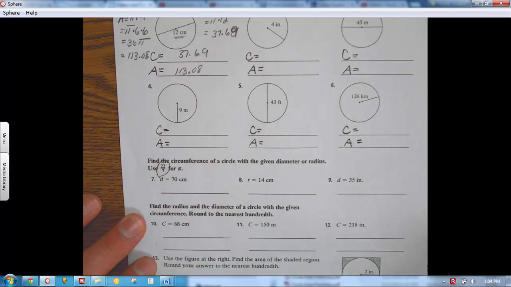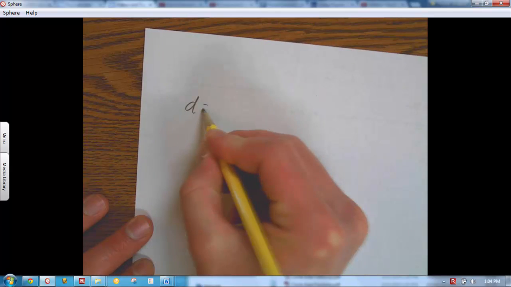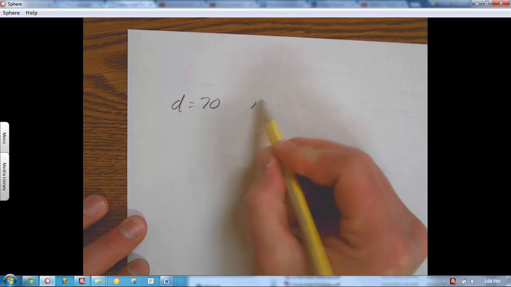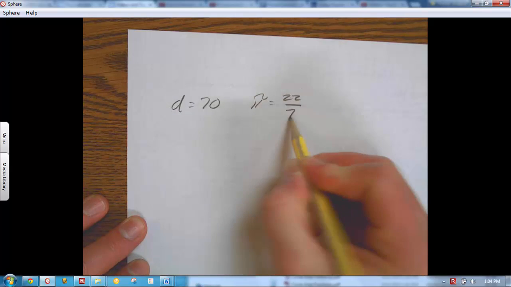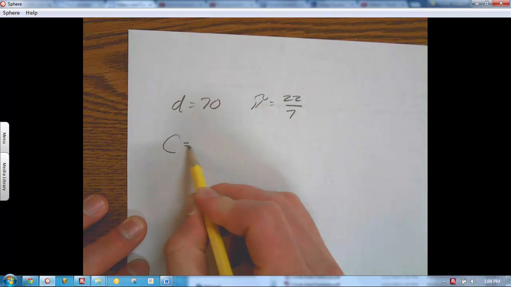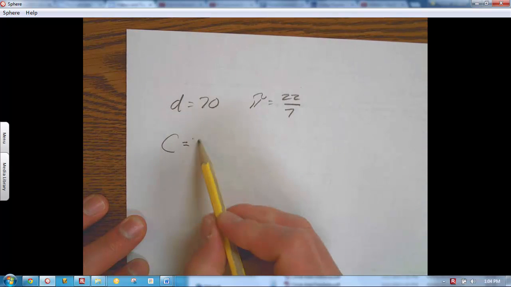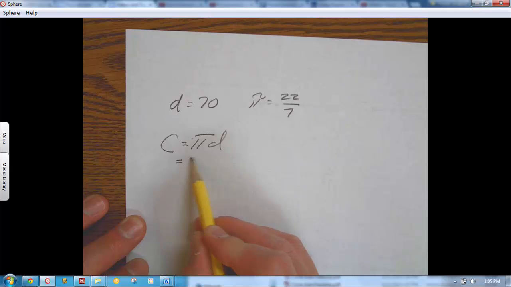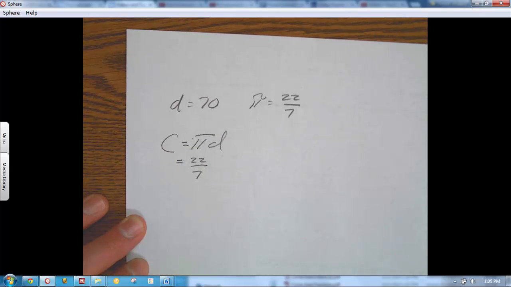So I'm going to flip my paper over here so I've got a little bit more room to work. I've got a diameter of 70, and I'm going to use 22 over 7 for pi, and I want to calculate the circumference. So circumference of all circles are either 2 pi r or pi times d, and in this case I've got 22 over 7 for pi.